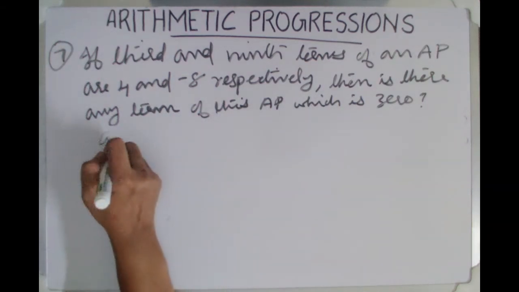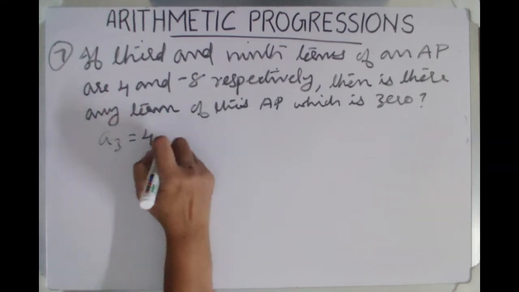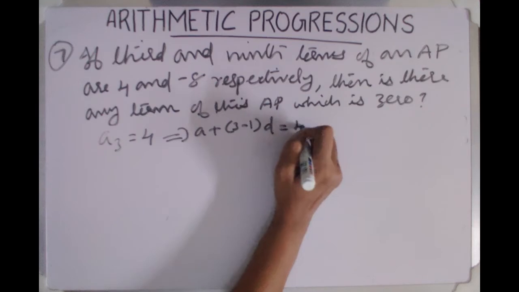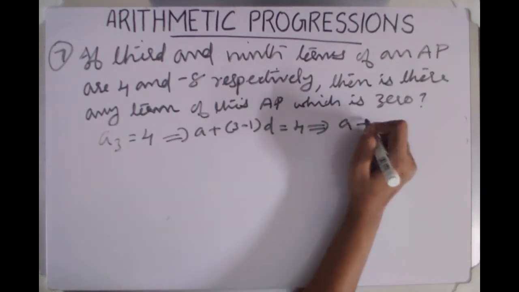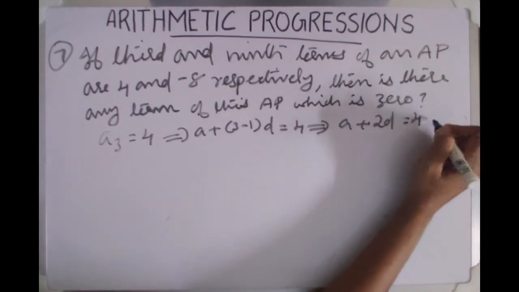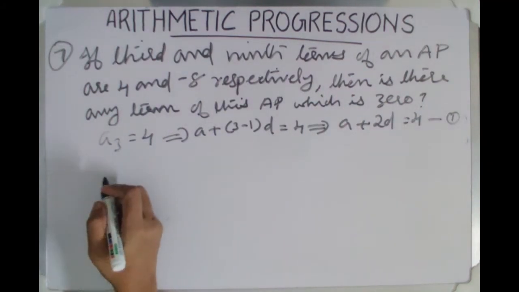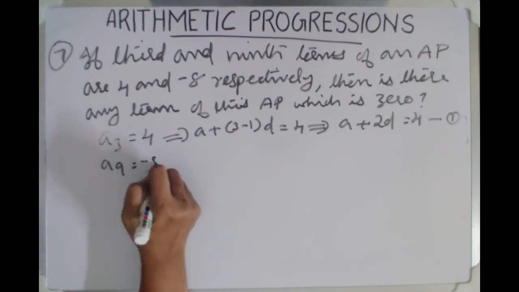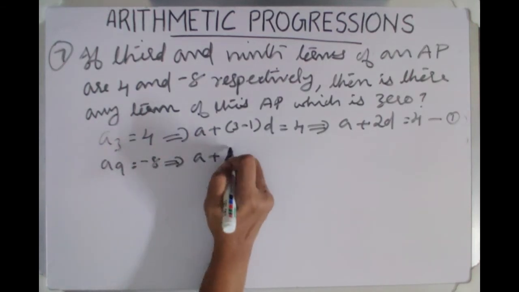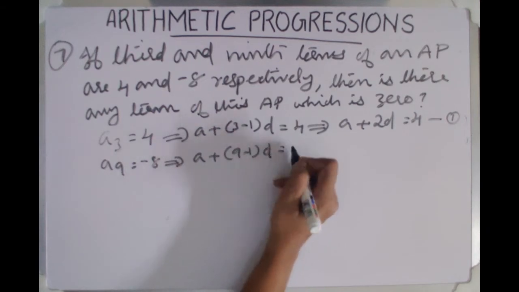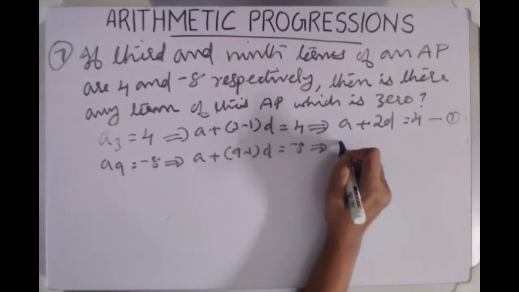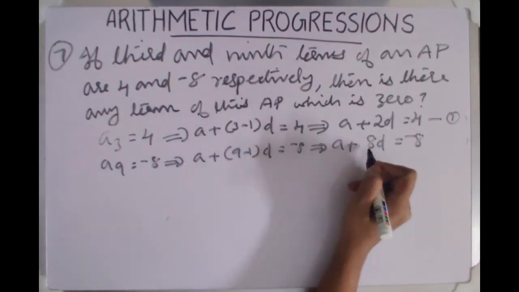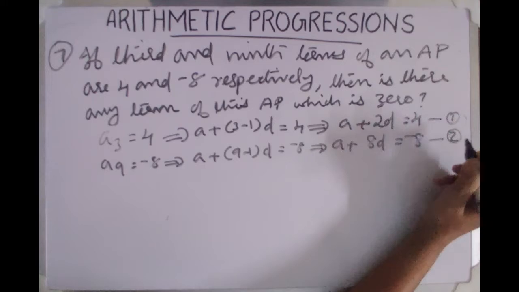The third term is 4, that is a3 equals 4. That implies a plus (3 minus 1) into d equals 4, implies a plus 2d equals 4. This is equation 1. Next, the ninth term is minus 8, means a9 equals minus 8, that implies a plus (9 minus 1) into d equals minus 8. This implies a plus 8d equals minus 8, because 9 minus 1 is 8. This is equation 2.